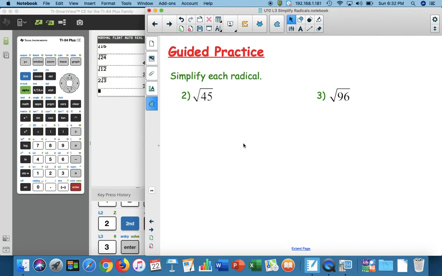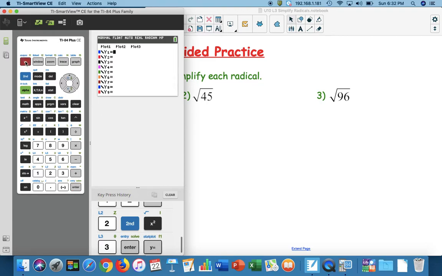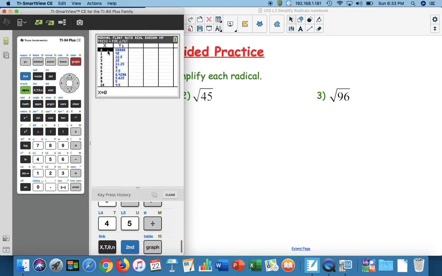But before you do that, make sure you remember how to get the factors. If you don't remember how to get factors of a number, go to y equals, type in the number, divide it by x, and press second graph. Then a big screen pops up with all the factors. Remember, only whole numbers.